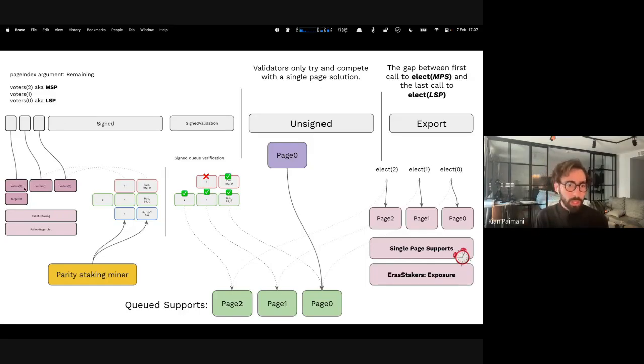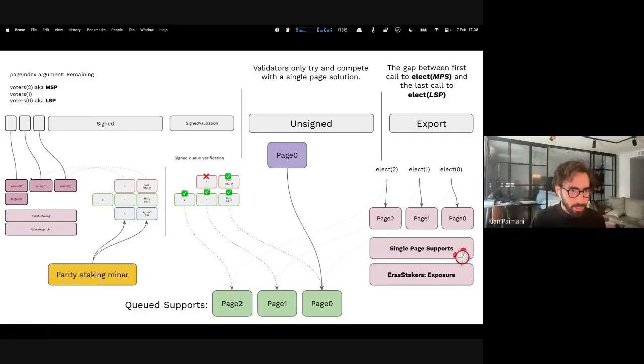So when we tell the staking pallet, hey, give me the second page of voters, other than saying give me the second page, we're also telling it, hey, there are 2 more calls coming afterward. It helps somehow, but then you have this weird thing where you need to remember that the first page is not 0, it's actually the highest one, which we also call the most significant page.